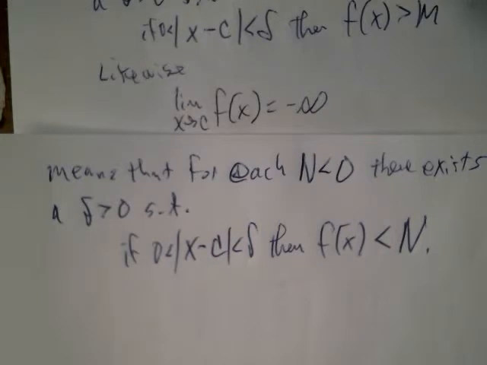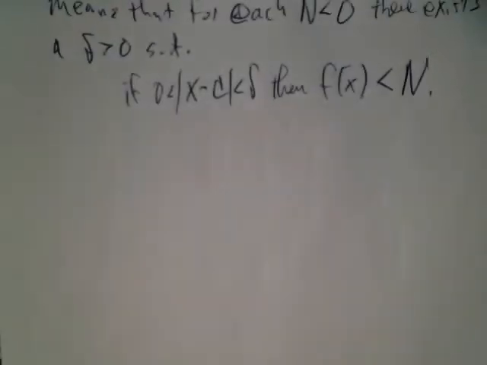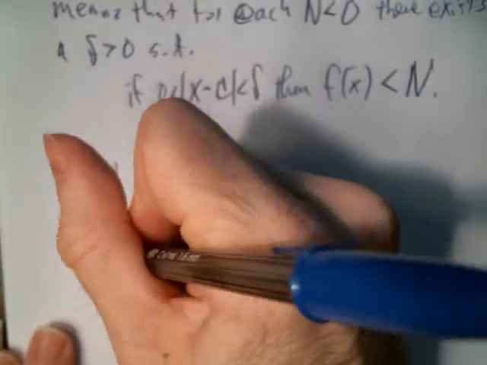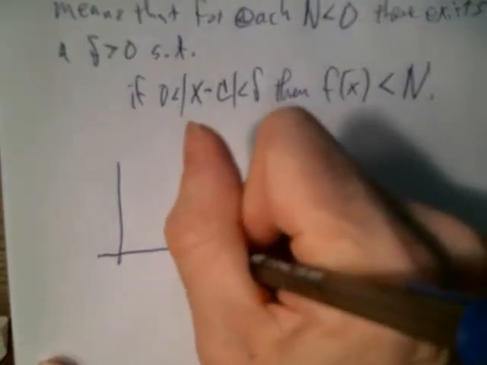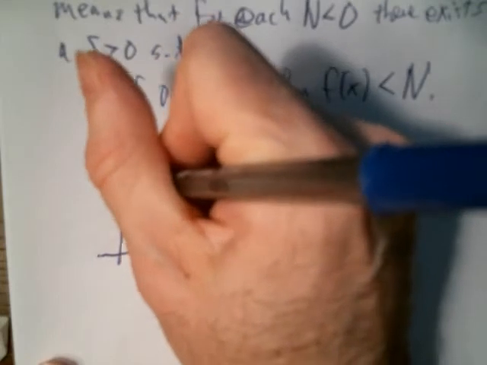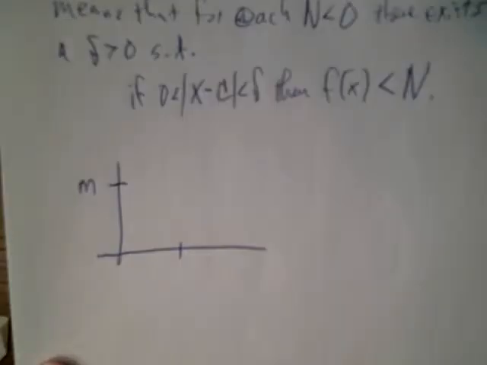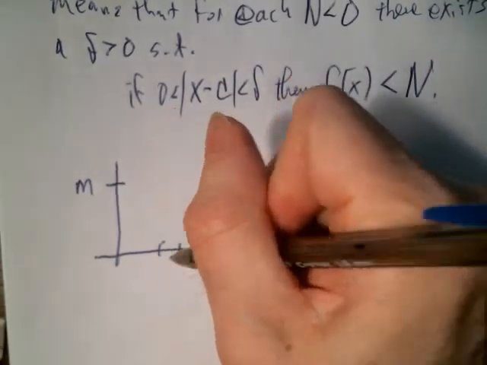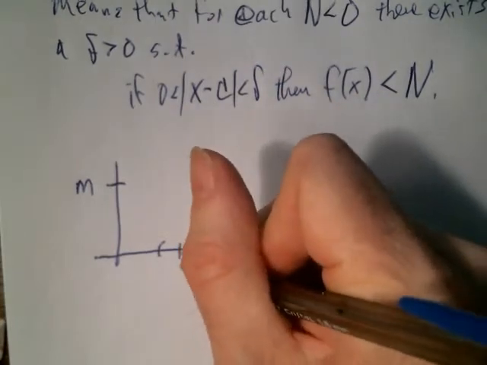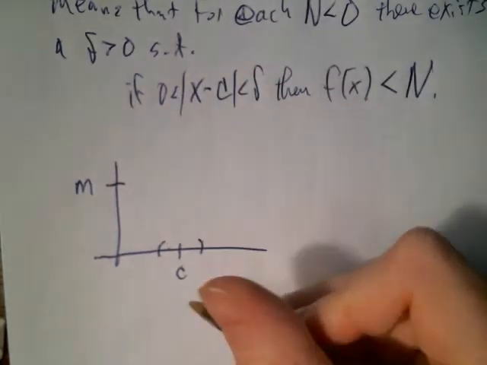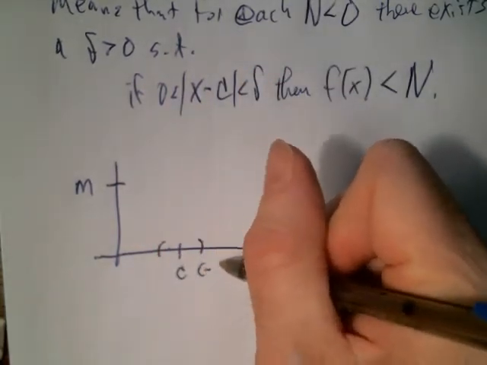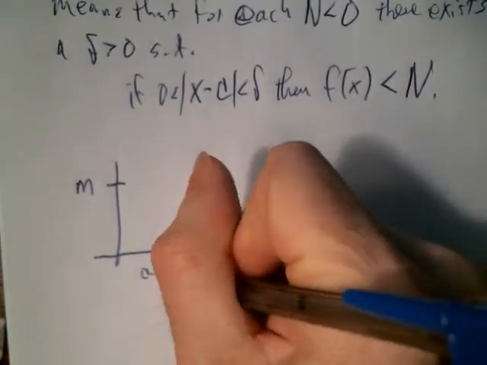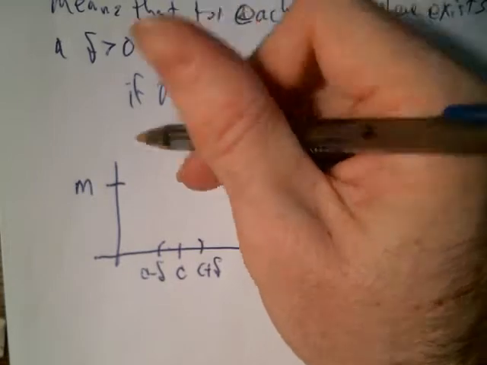Okay, so we'll just state that definition and then kind of move on from it. There are probably nice little pictures in the book, so you can imagine here is some value m that you're imagining, and then for any m that you imagine, there's going to be a delta value around our C such that for any x in that delta bubble, the output is going to be above m.